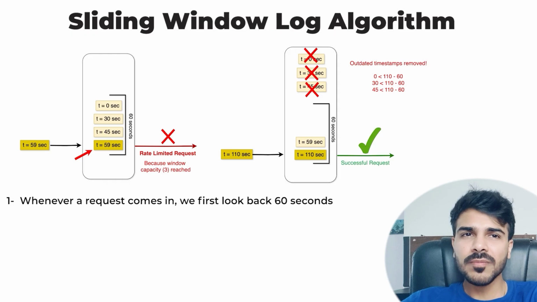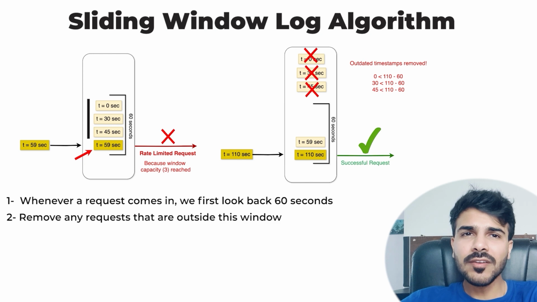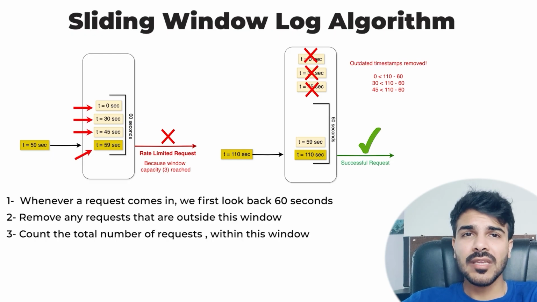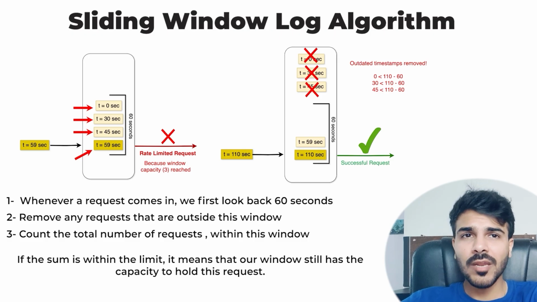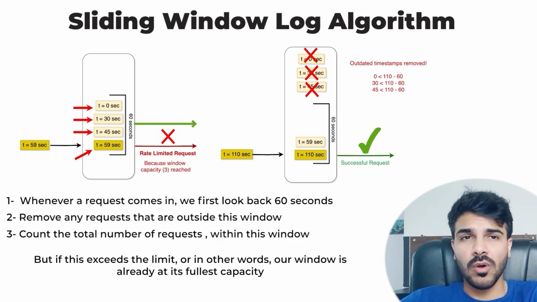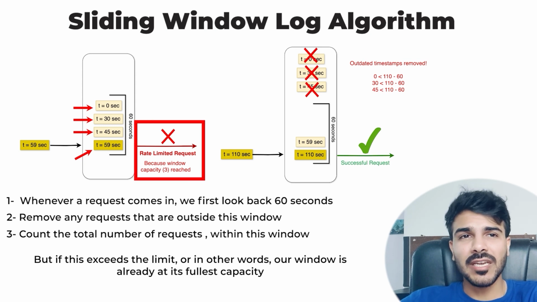In general, this is the approach that we'll follow. Whenever a request comes in, we first look back 60 seconds, using our sliding window, and then remove any requests that are outside this window. Also, we will then count the total number of requests that are within this window. Then definitely add 1 for the incoming request. Now, if the sum is within the limit, it means that our window still has the capacity to hold this request, and therefore this request shall pass through. But if this exceeds the limit, or in other words, our window is already at its fullest capacity, then the request would be rate limited.